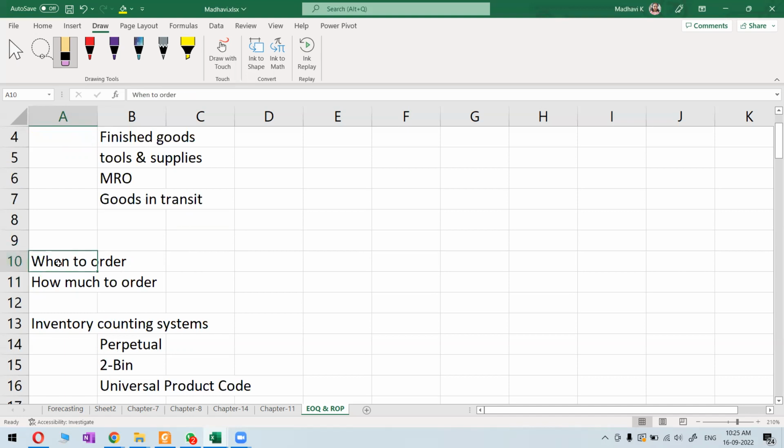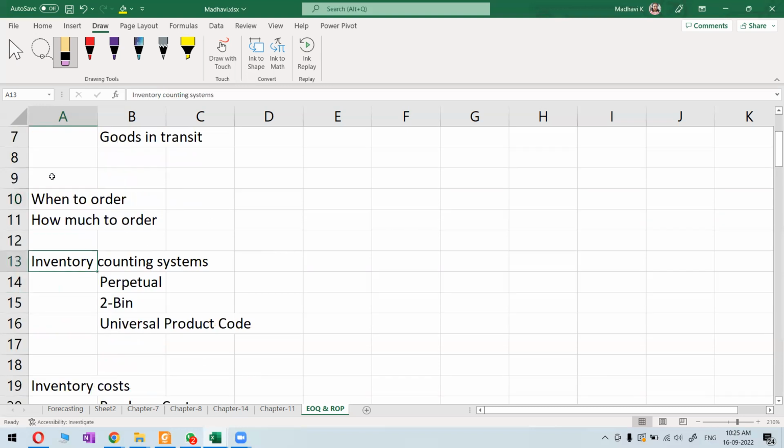And the next one is when to order. Once we place the order, it takes certain time for it to reach us. By that time, we should not run out of inventory again. So what is that optimal point at which we order, so that by the time it reaches us, we can survive with the existing inventory itself? These two become the crucial points of inventory management.